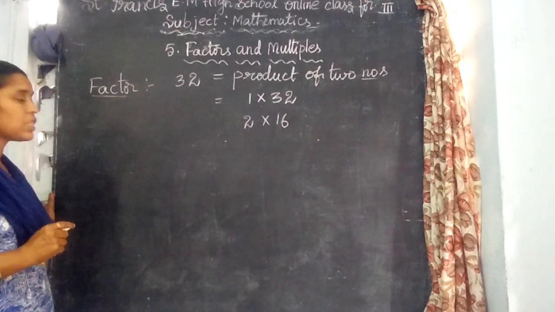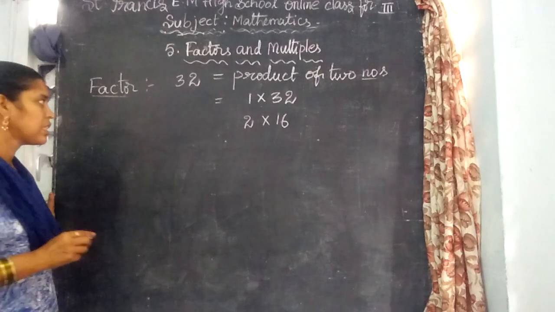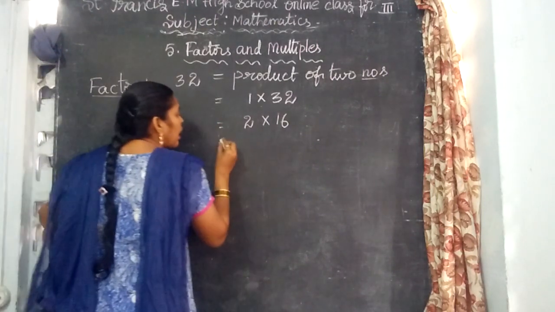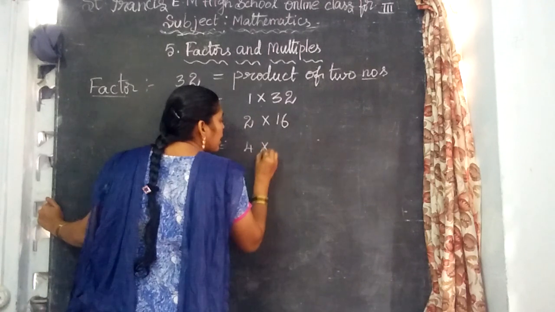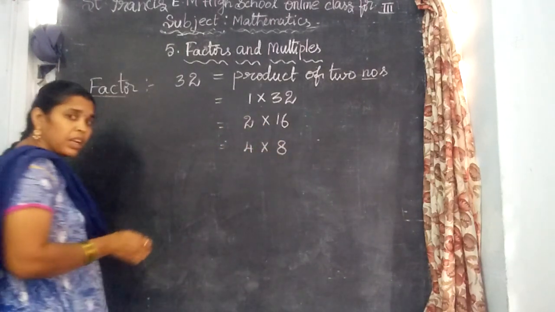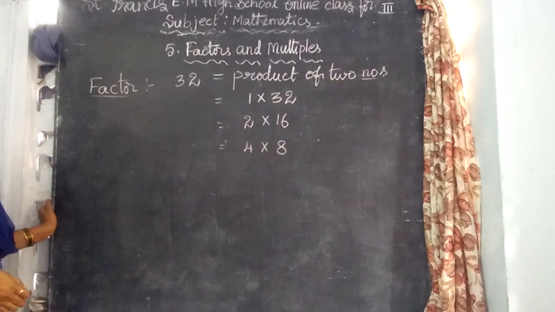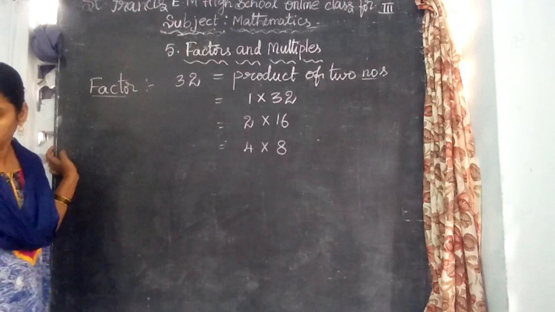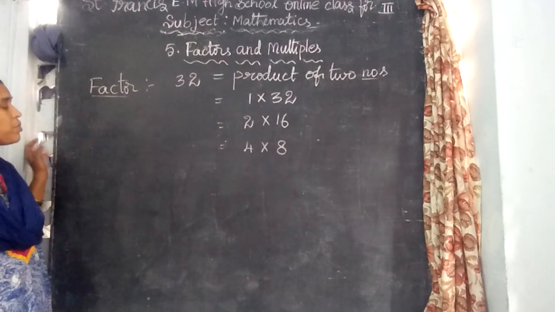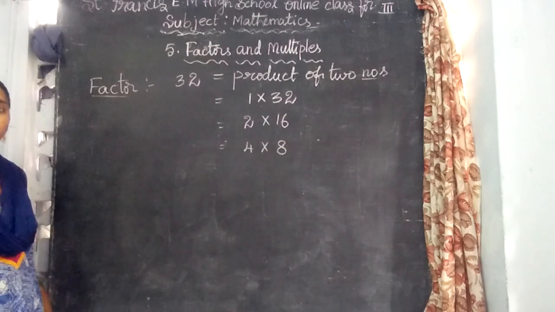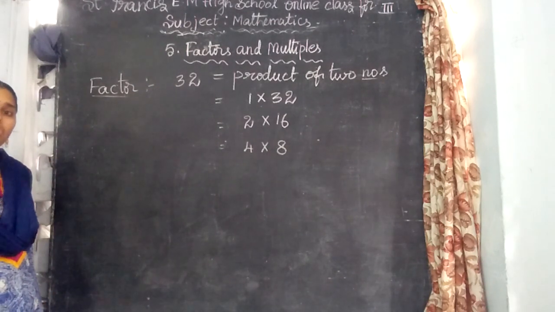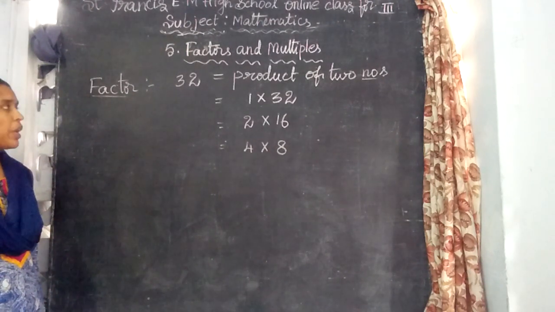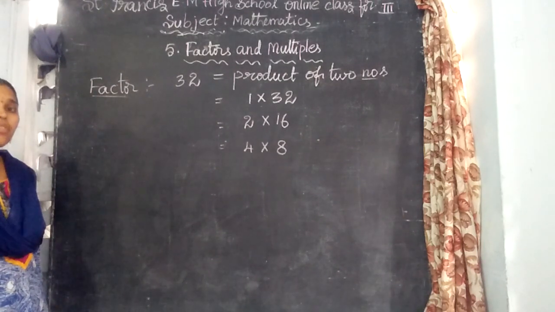Is 32 divisible by 4? Yes. 4 8s are 32. Right? Then 4 is a factor of 32. Okay. Then you go to the next number 5. Is 32 divisible by 5? No. What is the divisibility rule of 5? The ones digit must be 0 or 5, then the number is divisible by 5.